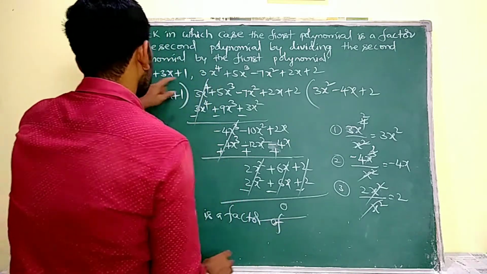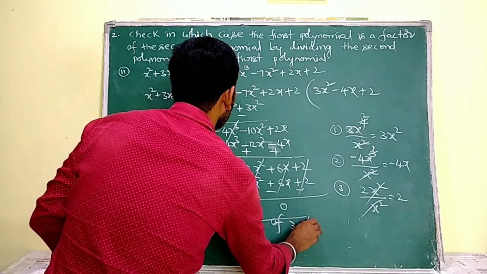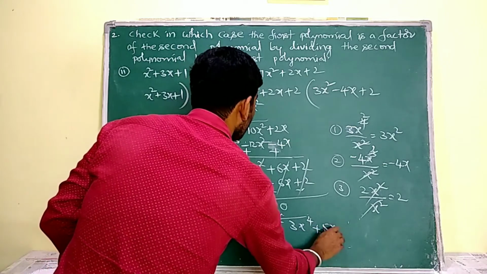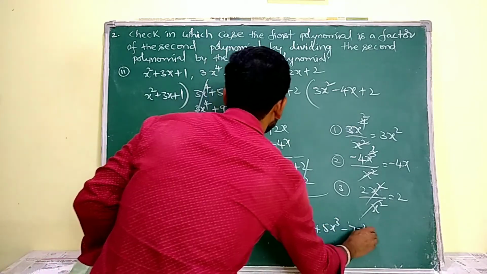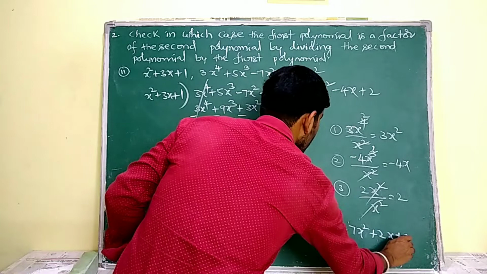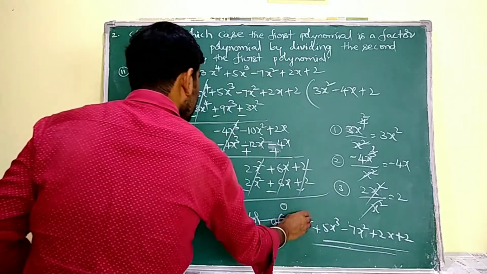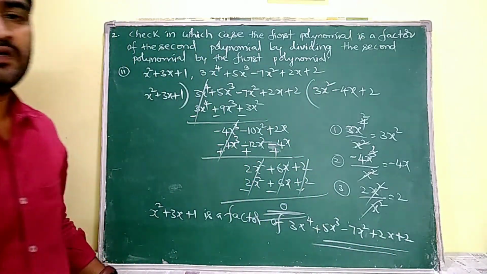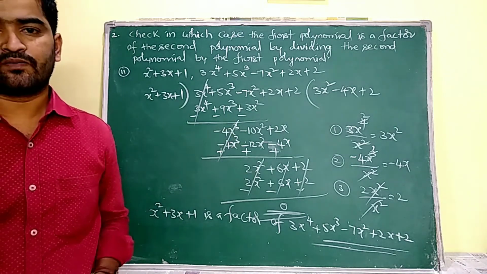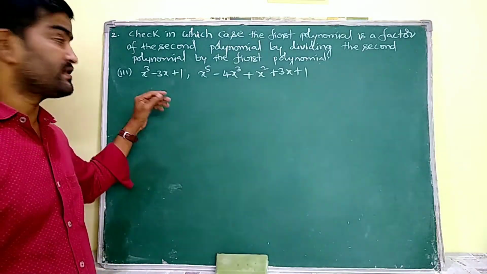of 3x power of 4 plus 5x cube minus 7x square plus 2x plus 2, because the remainder here is 0. In this way we have to solve this problem. I hope you understand.